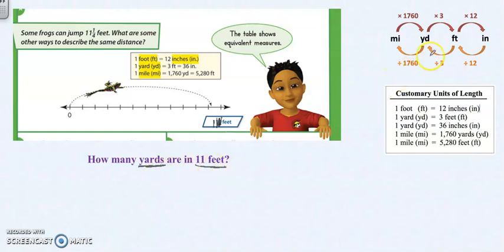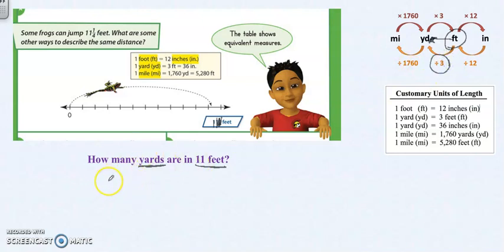So let me use my chart again. I'm going from feet. I know the number of feet is 11, and I want to turn them into yards. So this time I'm doing the opposite. I'm going from a small unit to a bigger one. I know it sounds a little weird. You might think of multiplication, but look at our arrow. There are many feet inside of 1 yard. We're going to divide by 3.